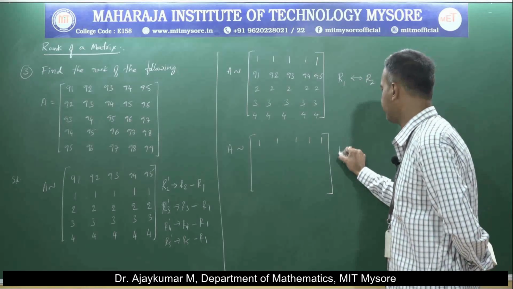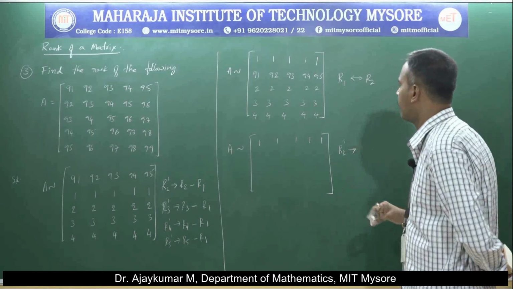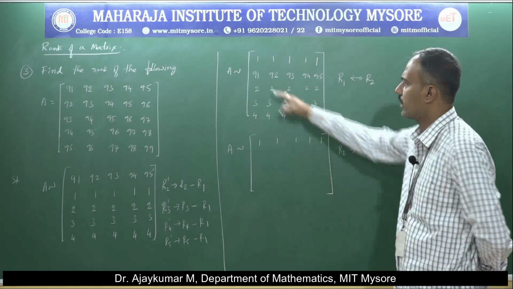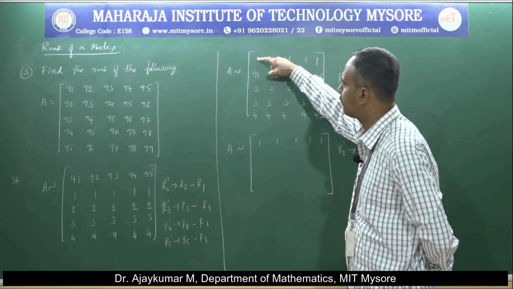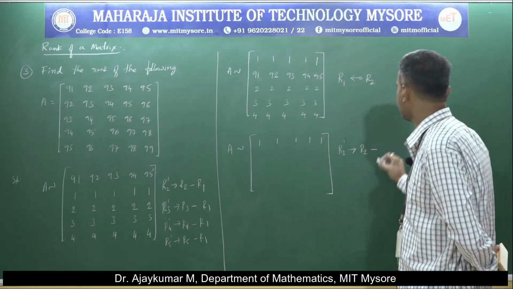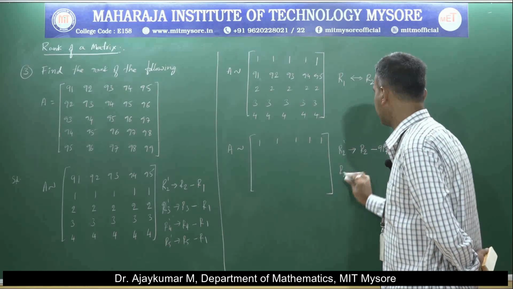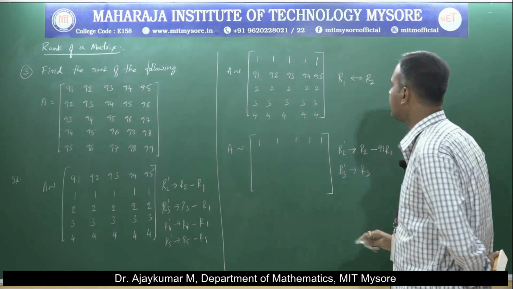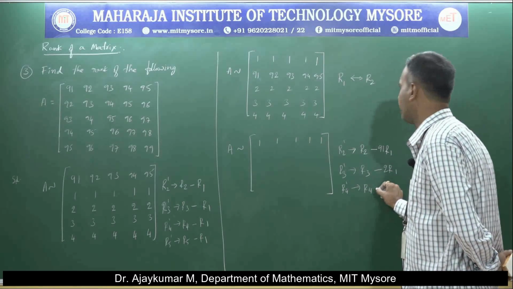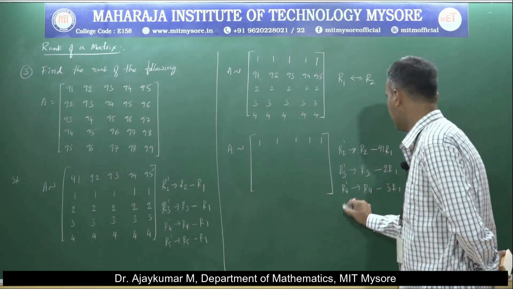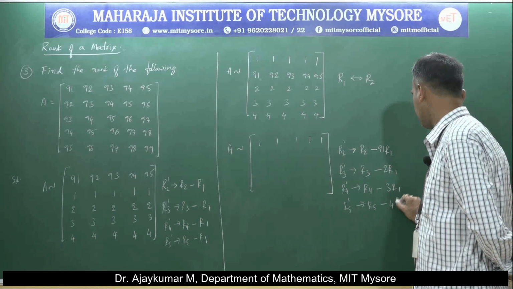Now the next one, apply the row transformation R2 dash. R2 dash here is R2 minus, how to make the second row, first element 0 with the help of the first row, first element: R2 minus a1 times R1. Likewise R3 dash is R3 minus 2 times R1, R4 dash is R4 minus 3 times R1, R5 dash is R5 minus 4 times R1 here.